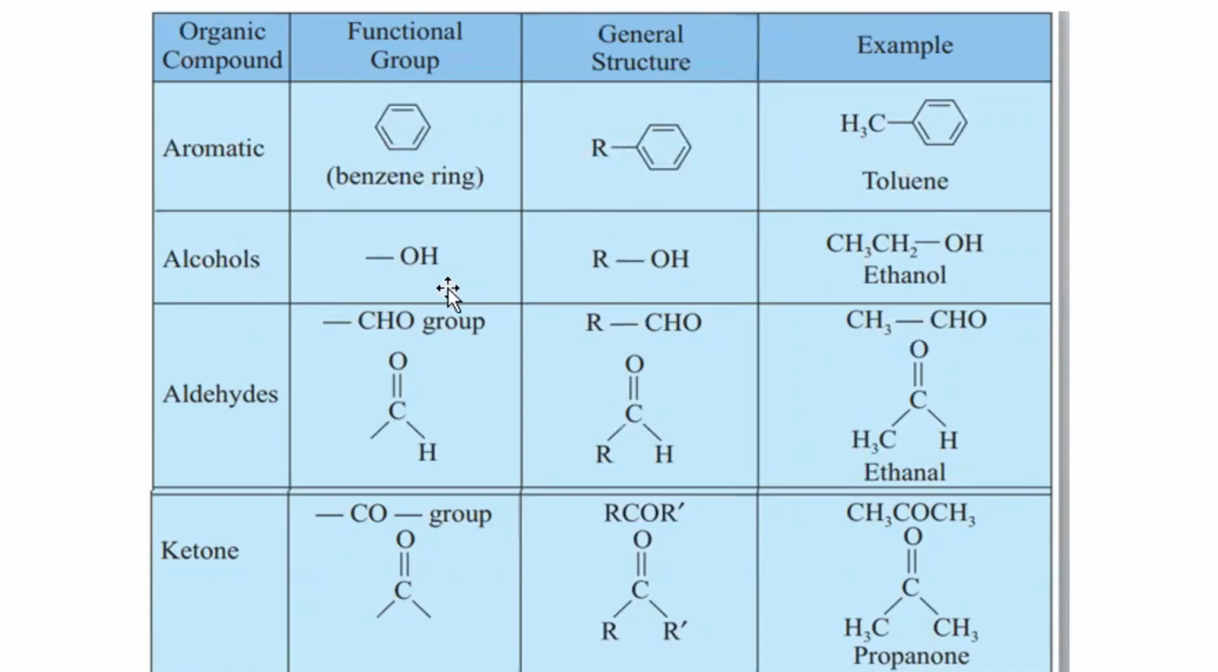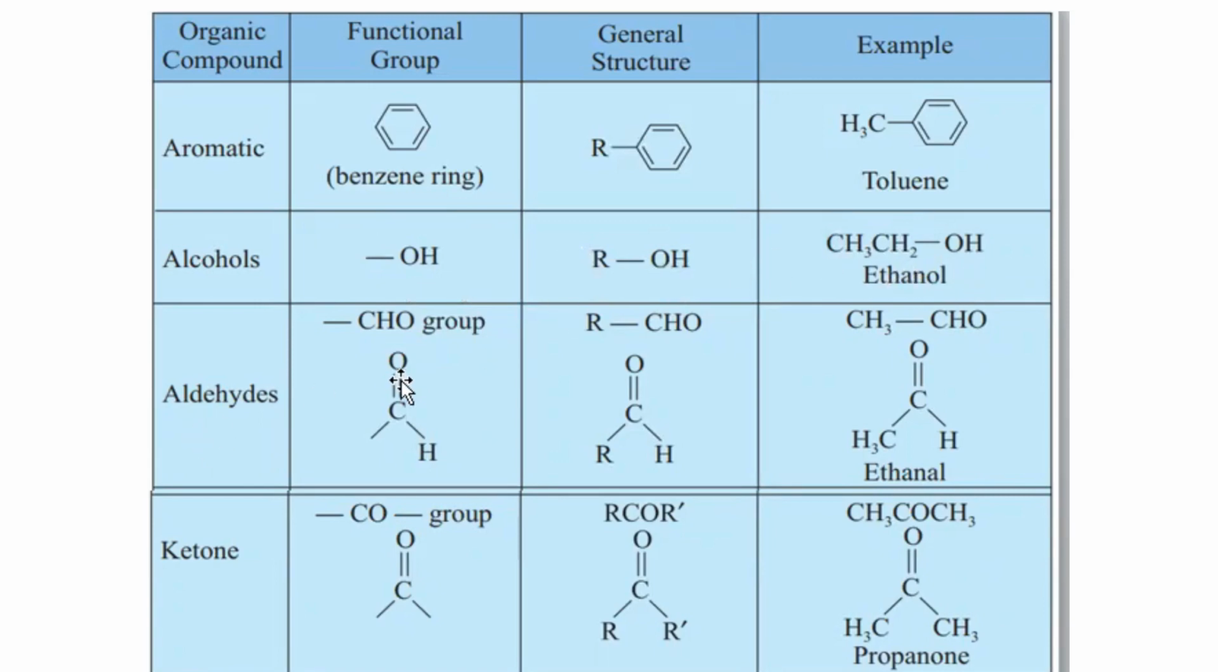Alcohols have the functional group OH. It is the hydroxyl group. We can differentiate alcohols from other compounds by this hydroxyl group. The general structure for alcohols is R bonded with a hydroxyl group, where R represents an alkyl group or carbon atom. A good example of alcohol is ethanol, which is found in all alcoholic beverages.